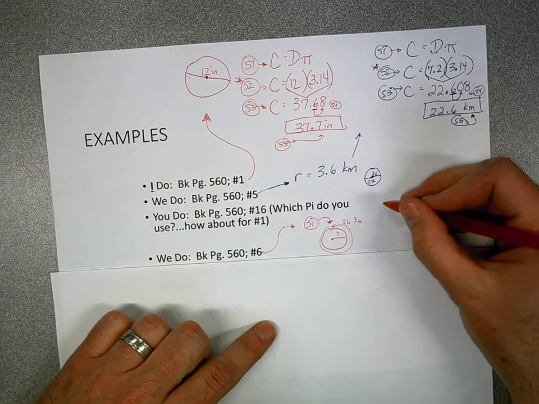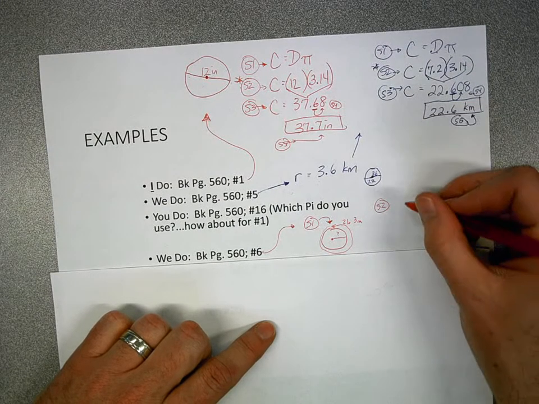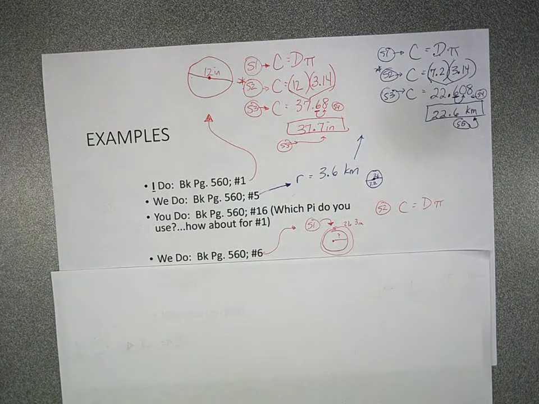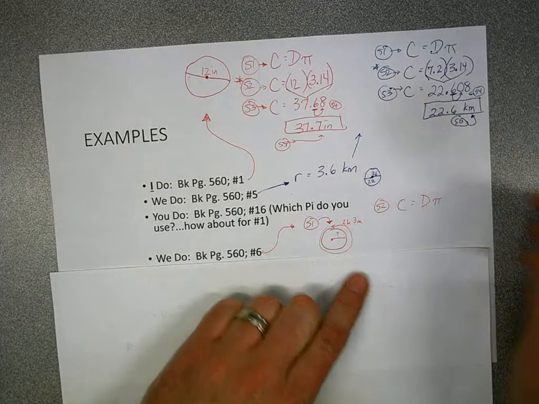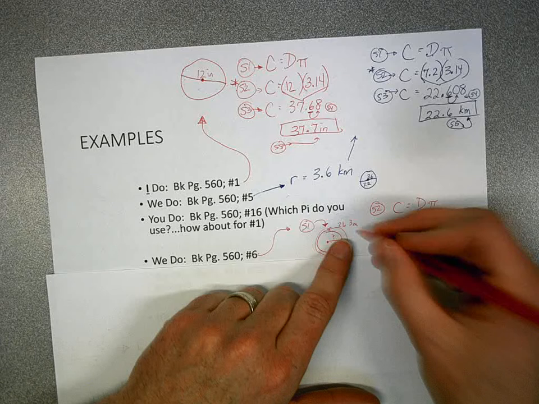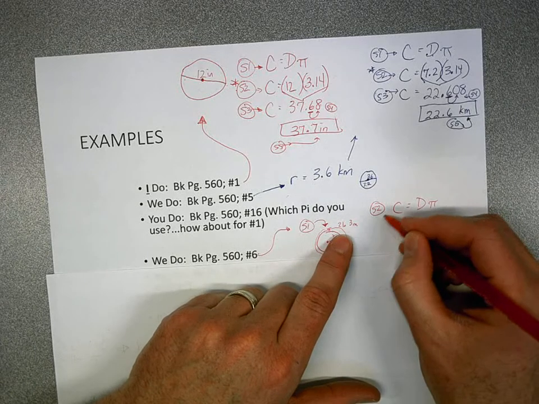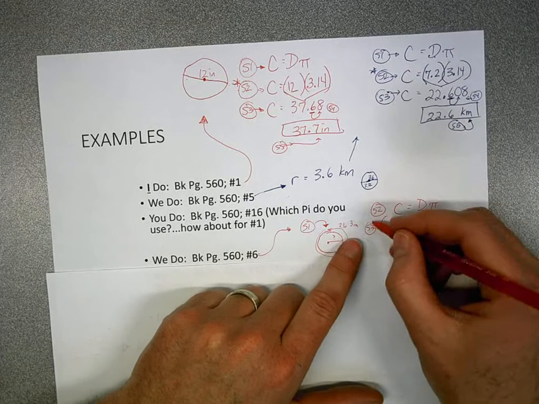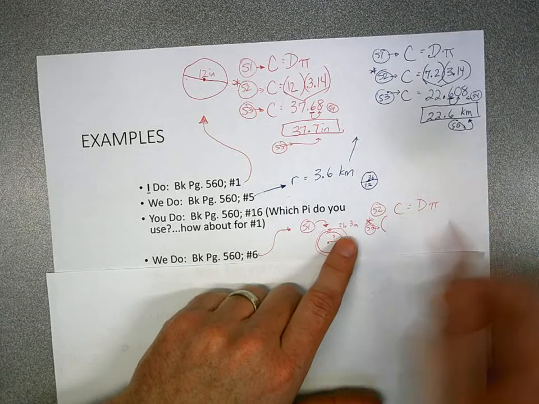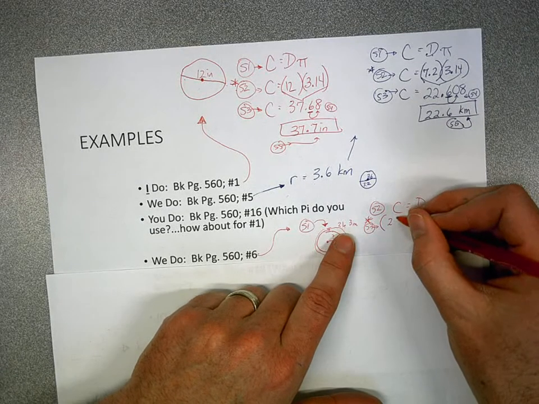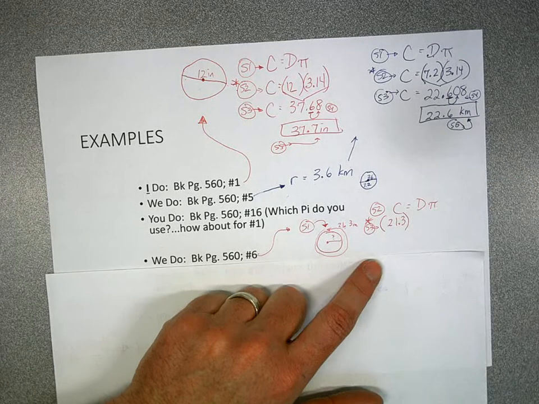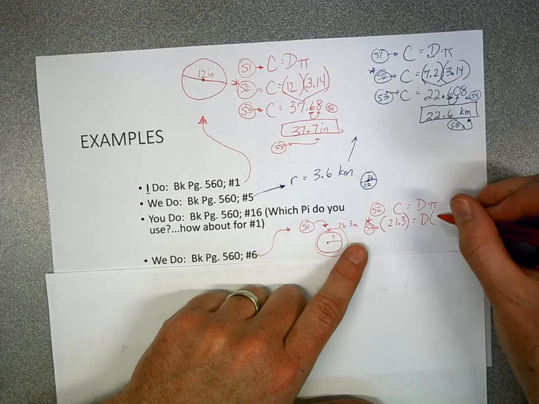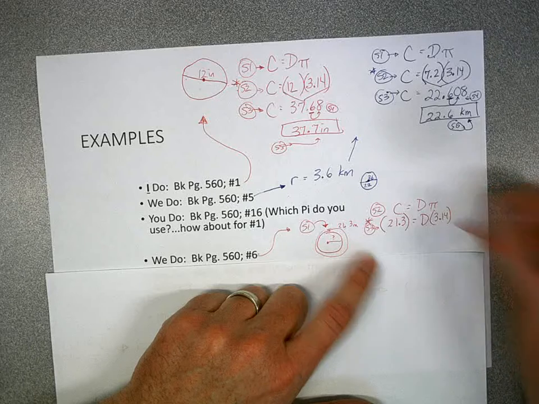The nice part about this is we're going to use our formula again. Circumference equals diameter times pi. You have to remember what all these letters stand for and plug the numbers into the right spot. It says the circumference is 21.3. So I'm going to plug that in on the circumference side of the equation, 21 3/10. We have the diameter, which we don't know, but we do know what pi is. It's 3.14.